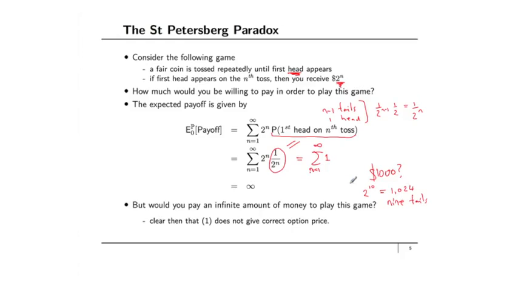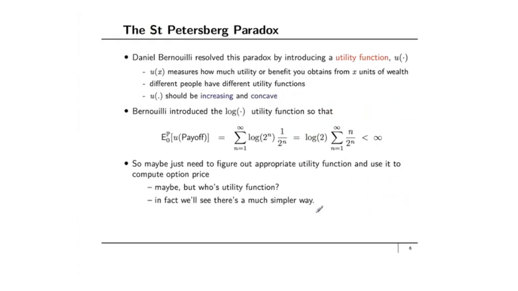So the point of this is to emphasize that the fair value of a security should not necessarily be its expected payoff. And in fact, Daniel Bernoulli, a famous mathematician, resolved this paradox by introducing a so-called utility function. The utility function has the following properties. It measures how much utility or benefit you obtain from X units of wealth. So U of X measures how much utility or benefit you obtain from X units of wealth.